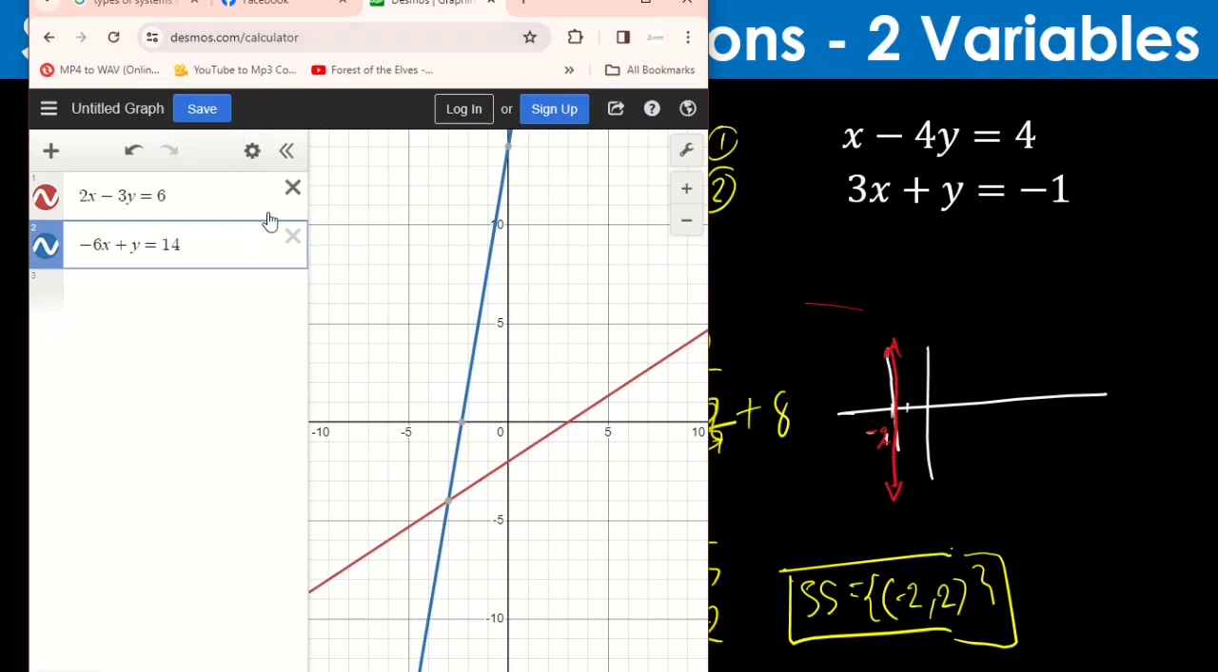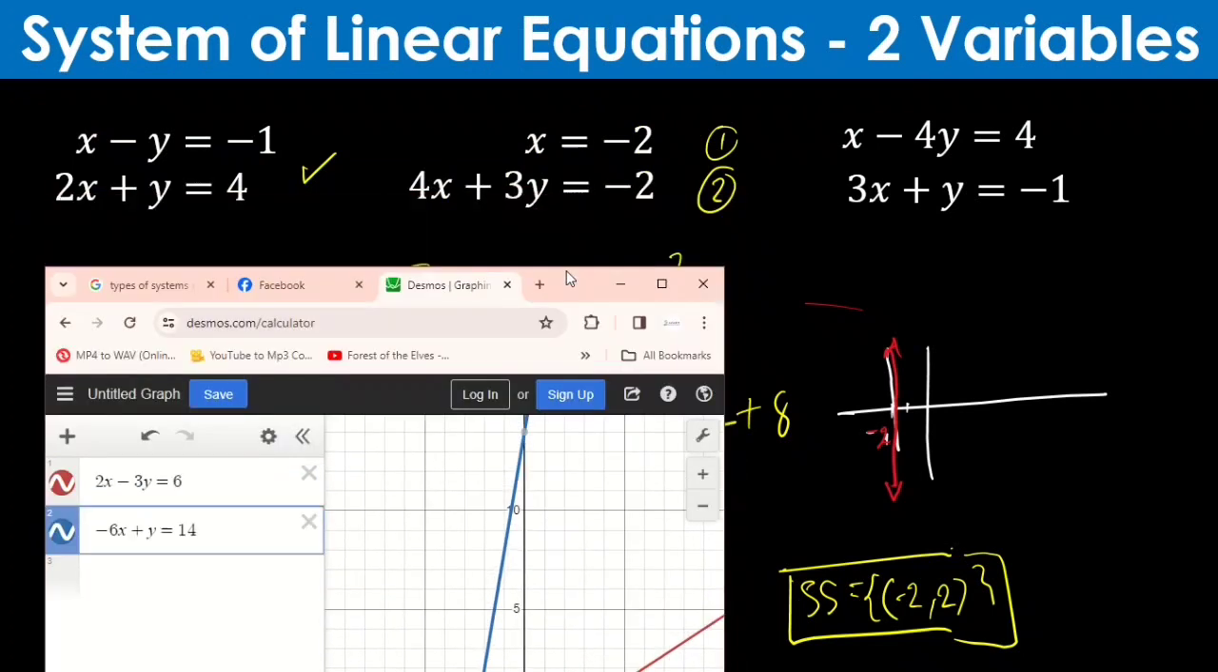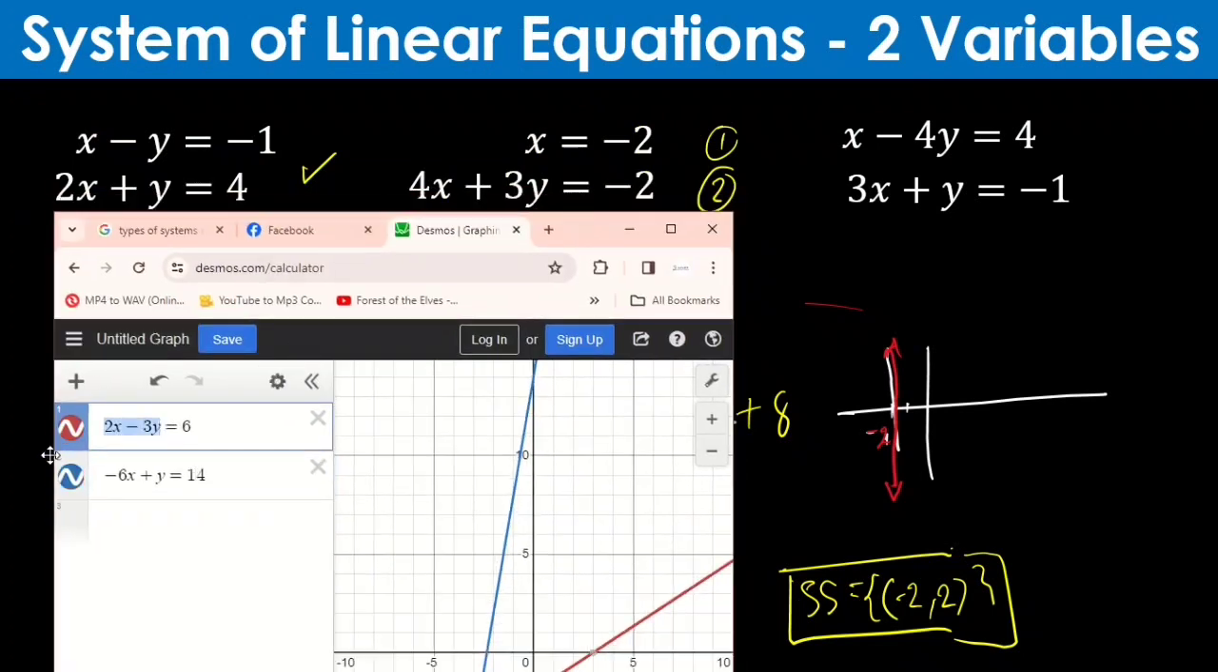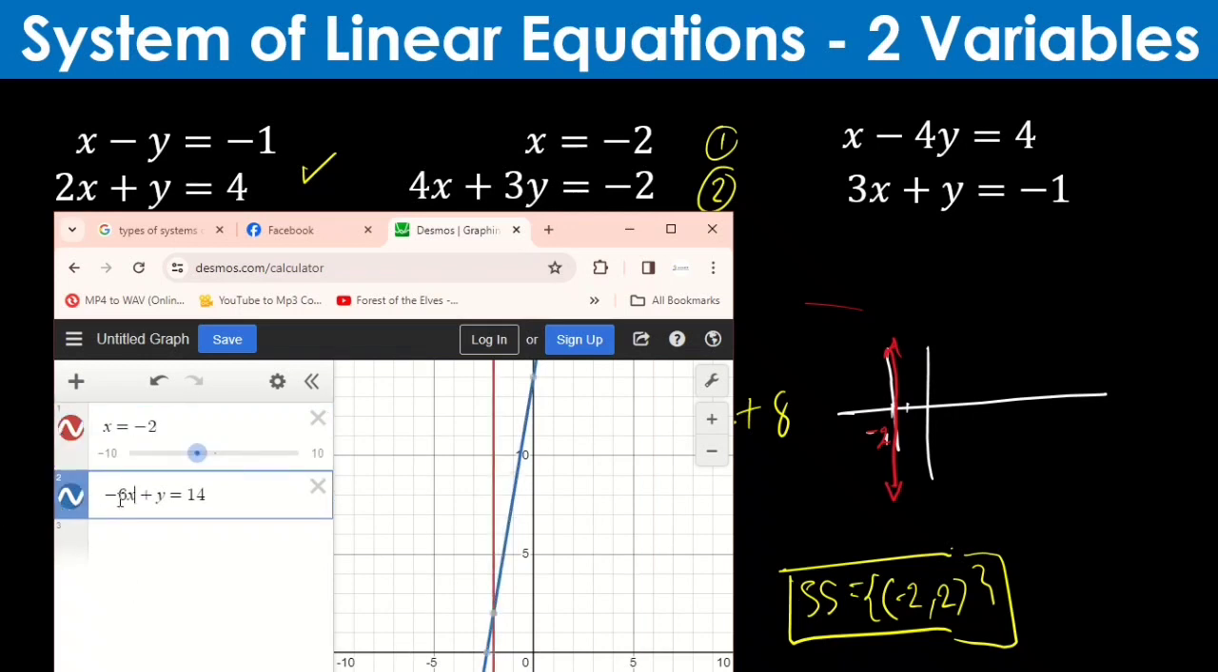Okay, that's x equals -2, and 4x plus 3y equals -2. Okay, so this is the solution, which is x is -2 and y is 2.